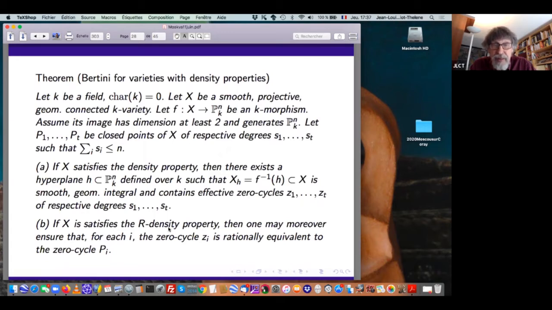If X satisfies the R density property, then one may do better. One can do the same thing, except that one can arrange that each Z_i is rationally equivalent to the zero cycle P_i. Z_i is of degree s_i, P_i is of degree s_i. Okay. So we can find this hyperplane section such that there are zero cycles with the property that Z_i is rationally equivalent to P_i. Okay, that's a Bertini theorem for varieties with density properties.